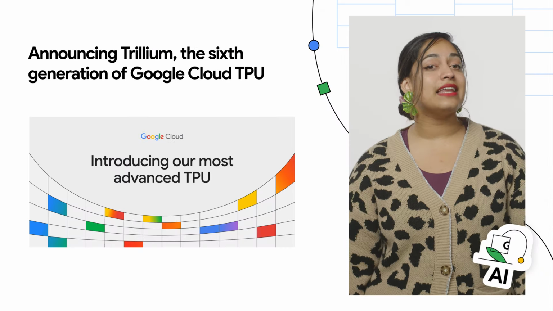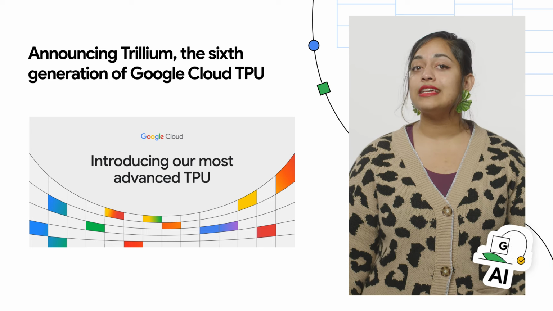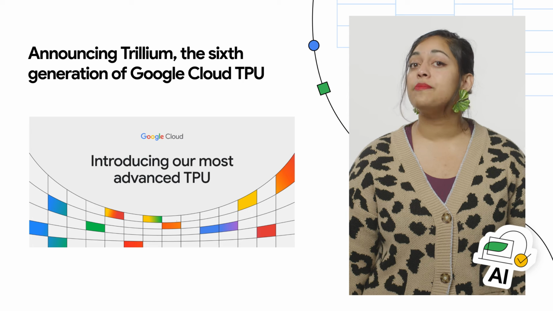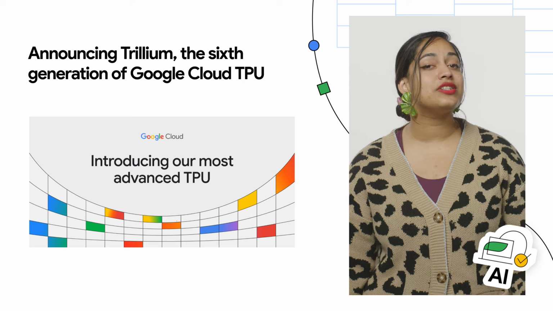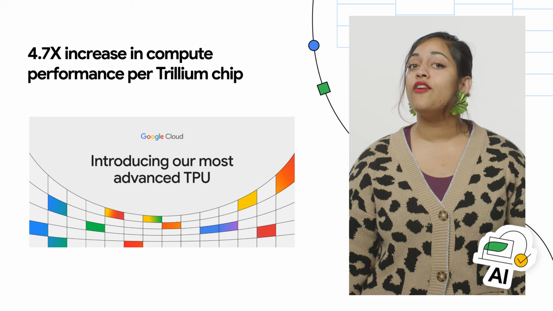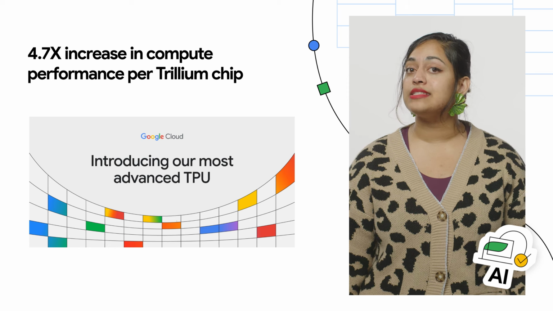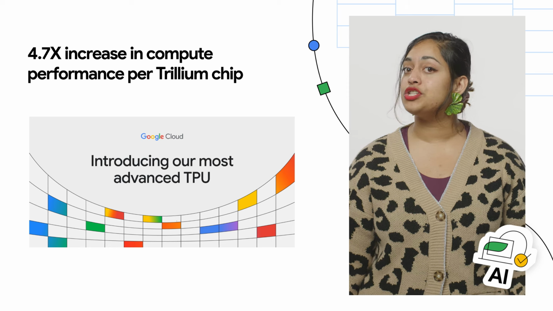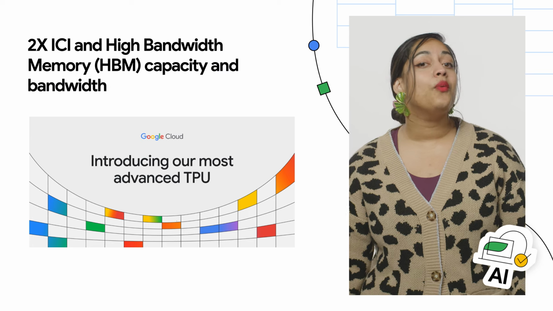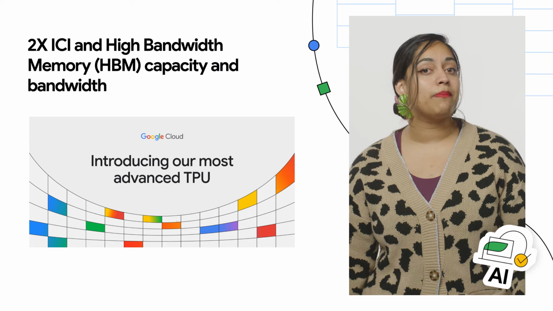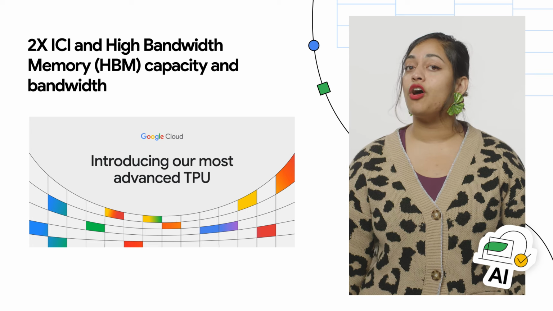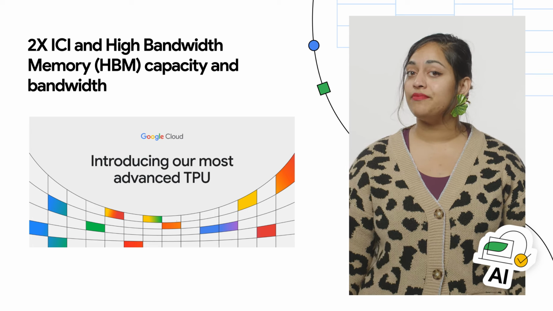The Cloud team is excited to announce Trillium, our sixth generation TPU, or Tensor Processing Unit, the most performant and most energy efficient TPU to date. Trillium TPUs achieve an impressive 4.7x increase in peak compute performance per chip compared to TPU v5e. We doubled the high bandwidth memory capacity and bandwidth, and also doubled the interchip interconnect bandwidth over TPU v5e.